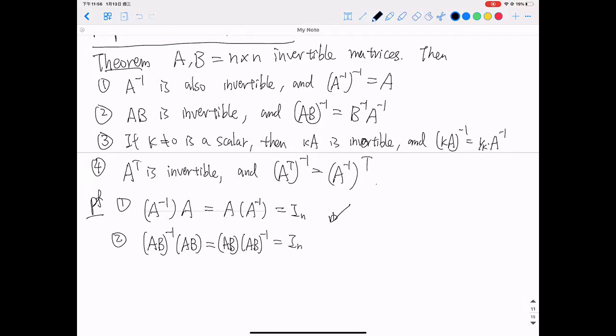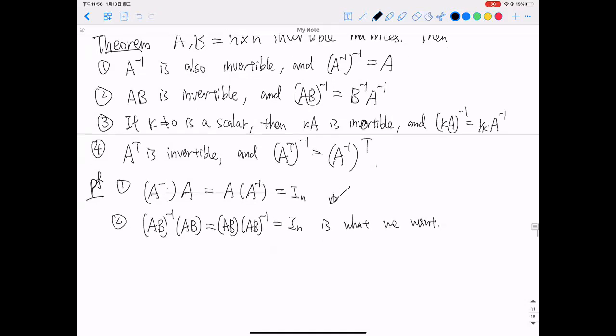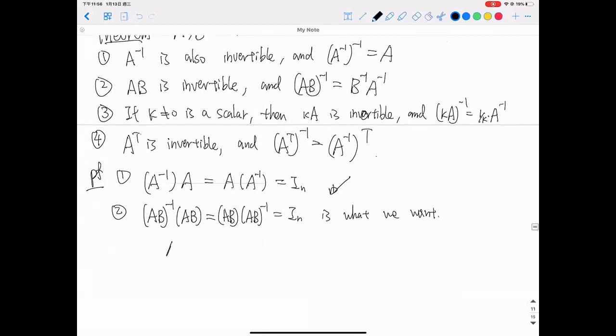Right? We want this, but if we start with AB and multiply by A inverse, we get A inverse A B, which is identity B, which is B.